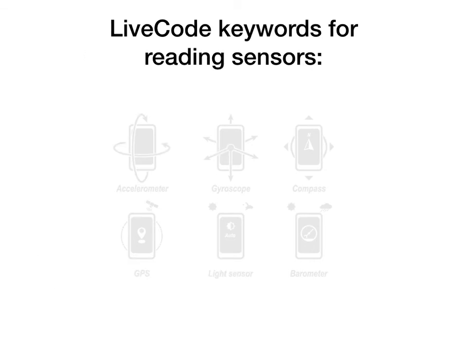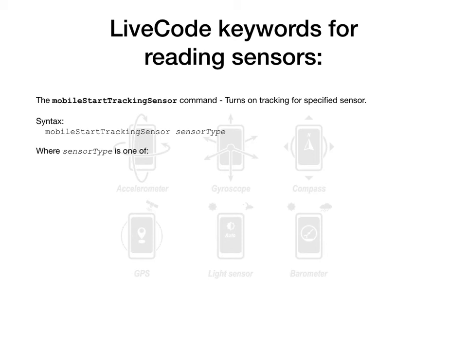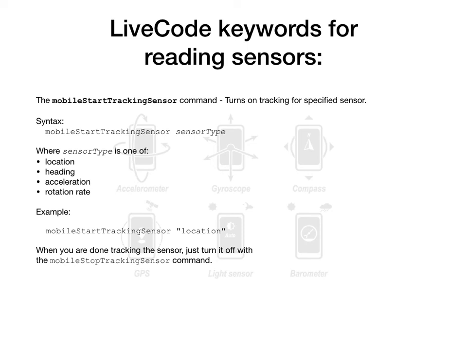So let's look at some keywords for actually reading the sensors once we know that they're installed. You've got a mobile start tracking sensor command, and again, this will look a little bit familiar. You've got the four sensor types that you can essentially turn on with this command, and it would look a little bit like this. So if I wanted to start reading information from the location sensor, I would specify the location parameter. Now when you're done tracking that sensor, you just turn it off with the mobile stop tracking sensor command. And there's an example of that syntax.